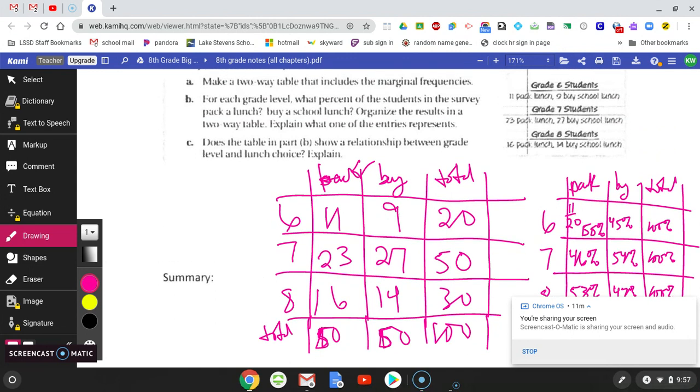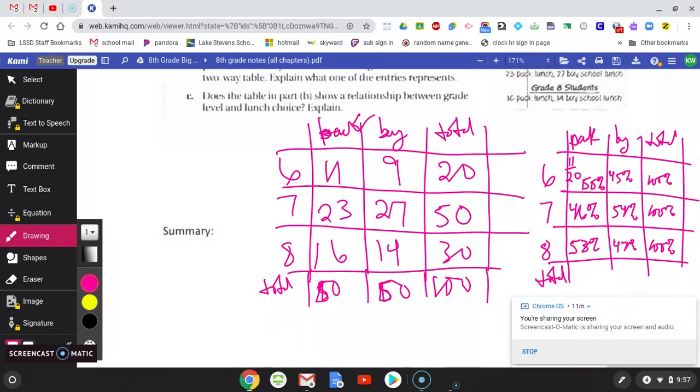All right, does the table in part B, so that's this one here, show a relationship between grade level and lunch choice? Yeah, you can see that more 6th graders prefer to pack their lunch, more 7th graders prefer to buy their lunch, and more 8th graders prefer to pack their lunch. So 6th and 8th graders prefer to pack, and 7th graders prefer to buy their lunch. So that would be the trend that we can show of what's happening.